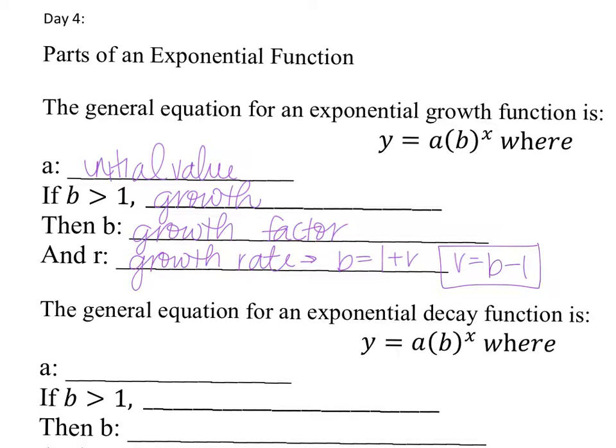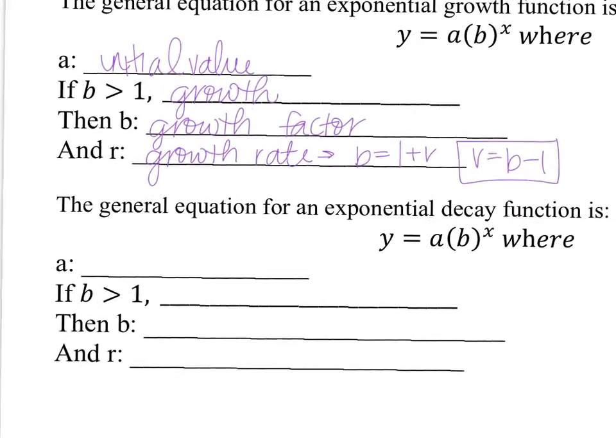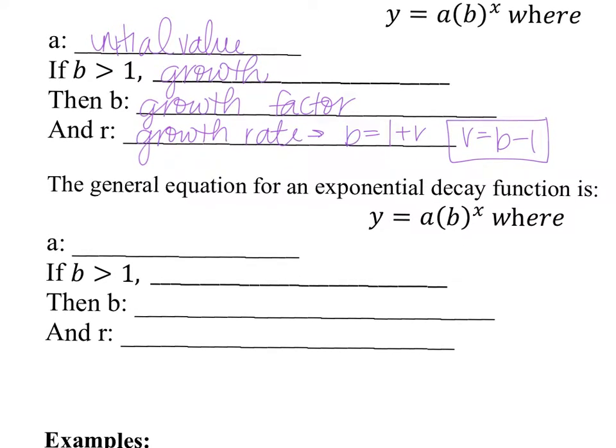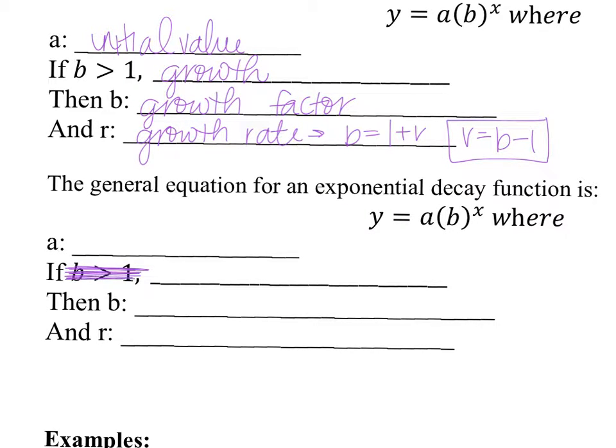Now, let's look at exponential decay. It's not much different. If it's not b greater than 1, because that's exponential growth, it's where b is greater than 0 but less than 1. That's exponential decay. So a is still our initial value, still our y-intercept. That has not changed. But when b is between 0 and 1, that is what we call decay. And we know this; this is what we've been reviewing.